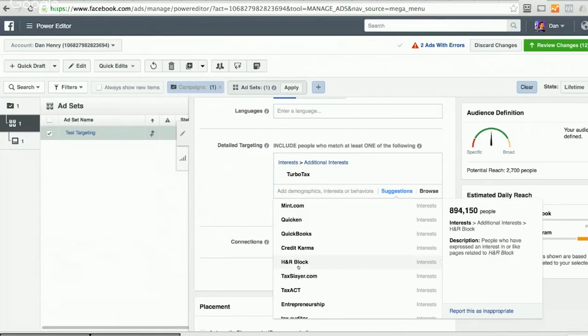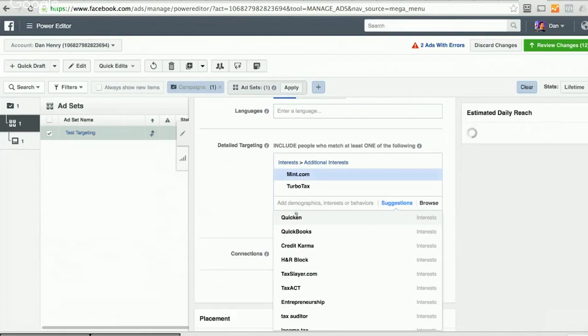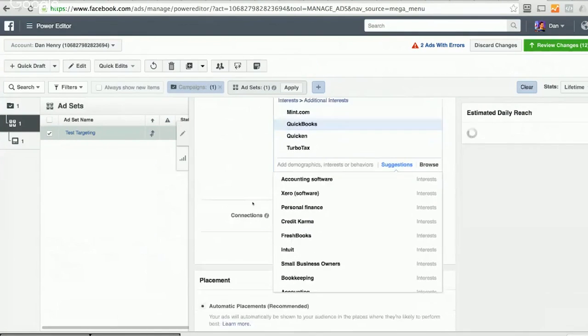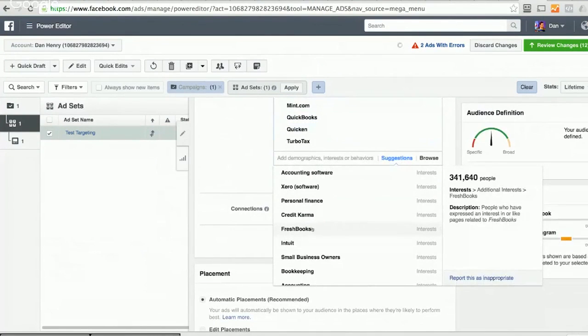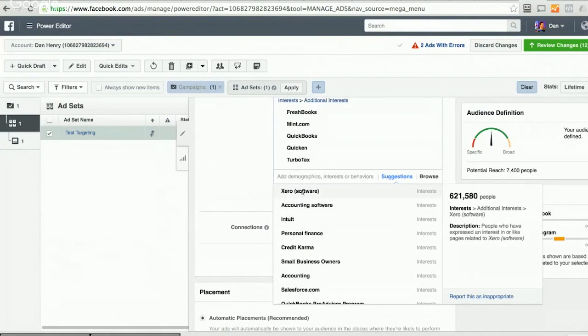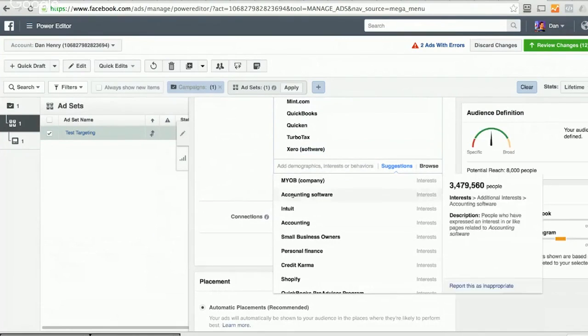Oh, I love it. I totally forgot about H&R Block. I don't know what TaxSlayer is, but I'm sure that's similar. Mint, I know what Mint is. Quicken, QuickBooks, boom. So Mint, Quicken, QuickBooks, FreshBooks, that'd be a good one. I don't want to choose accounting because that's definitely algorithm based. 48 million. Zero. That's accounting. I don't want to hit accounting software.